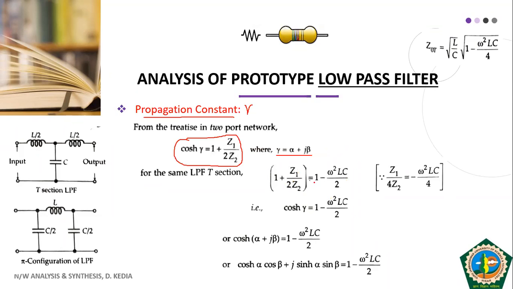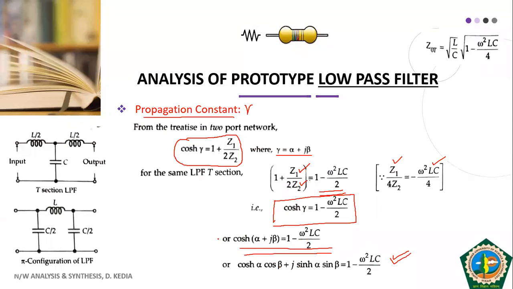So 1 plus Z1 by 2 Z2, we have substituted the value of Z1 and Z2, we get this. Okay, we had obtained Z1 by 4 Z2 as this one. Now this is Z1 by 2 Z2. So this becomes omega square LC by 2. So what we get for your prototype low pass filter is cos hyperbolic gamma equal to 1 minus omega square LC by 2. And your gamma is alpha plus j beta. So if you apply trigonometric formula, you get cos hyperbolic alpha cos beta plus j sine hyperbolic alpha sine beta equal to this one.